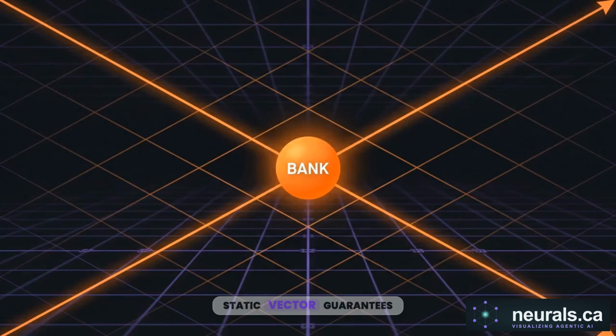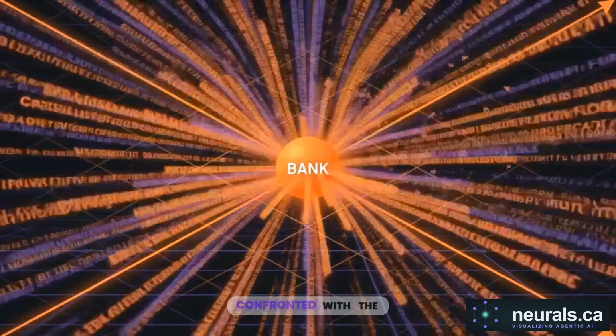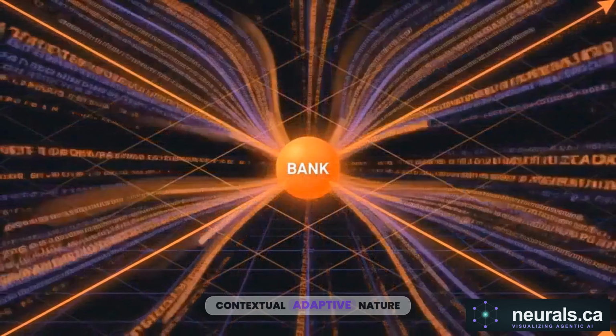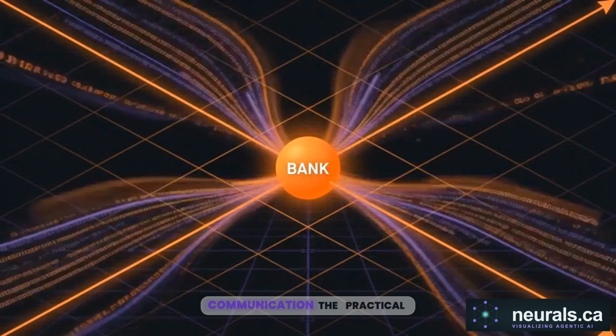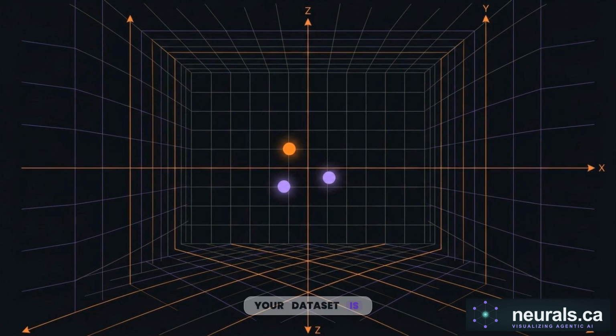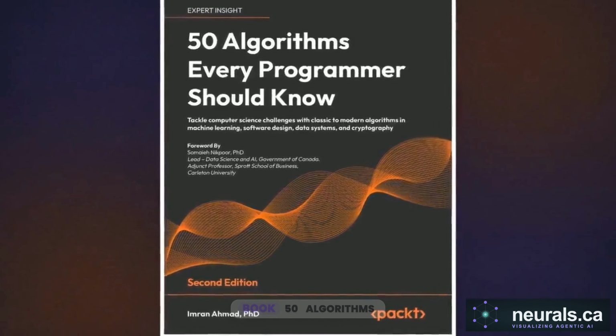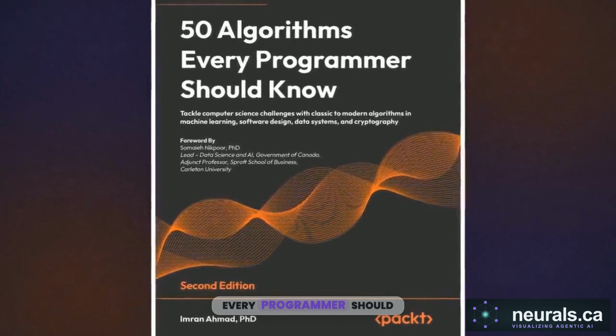A static vector guarantees unmatched speed, but it ultimately hits a ceiling when confronted with the contextual, adaptive nature of real human communication. The practical rule for deployment is straightforward. Use classic Word2Vec when your system requires fast, cheap, and static embeddings. But look elsewhere if your dataset is small, or if the exact meaning of your text relies heavily on context. This specific engineering breakdown comes from Imran Ahmad's book, 50 Algorithms Every Programmer Should Know.